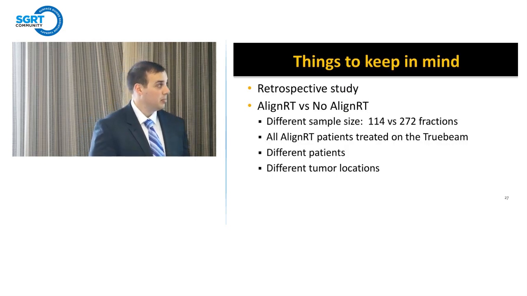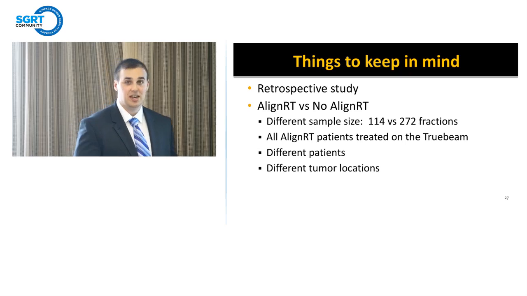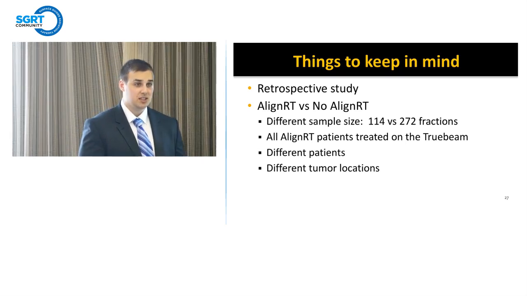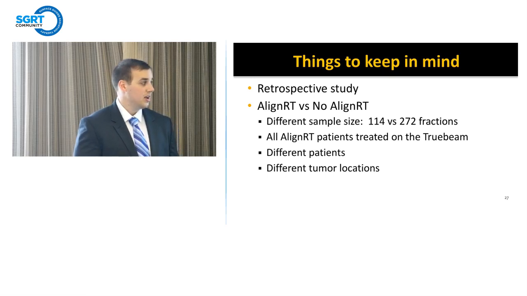And so some things to keep in mind, this was a retrospective study. We did have different sample sizes because of this. So for our AlignRT population, we had 114 fractions, and for our non-AlignRT setup, we had 272 fractions. We also did have different patients treated on different machines with different tumor locations.